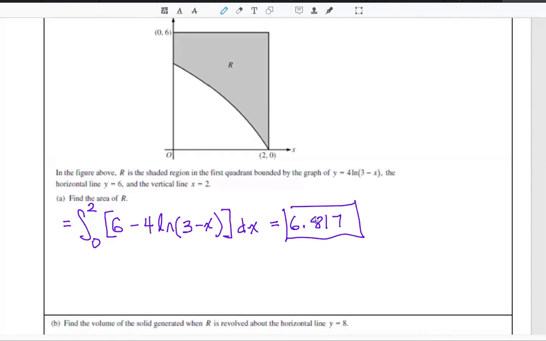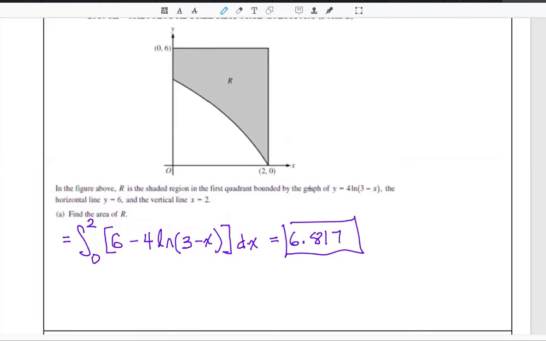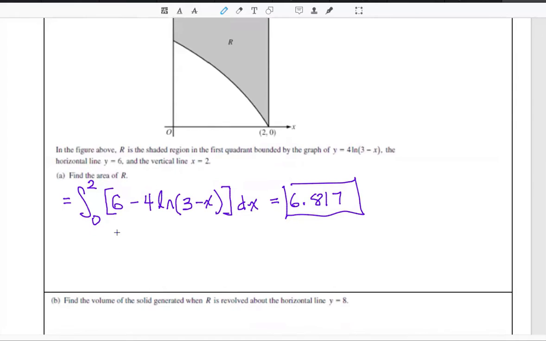If there are any questions, go ahead and unmute yourselves and ask questions. But again, the hint is always for area, it's top minus bottom. For area, let me write our formulas as well.